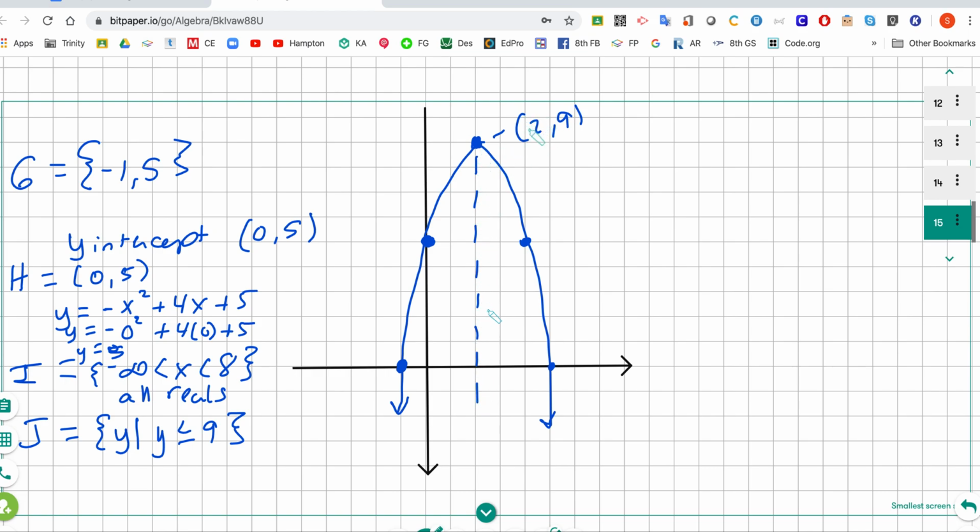So when I have found my vertex, I've found my axis of symmetry, and I've also found the number that's going to go in my range. So the range tells me that all the y's, because they're below the maximum, are going to be less than or equal to 9. And now you know how to graph using A through J and finding the discriminant.